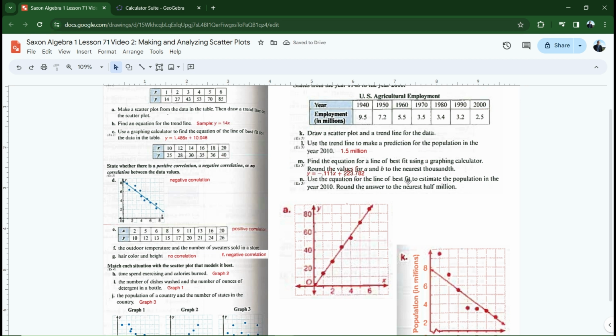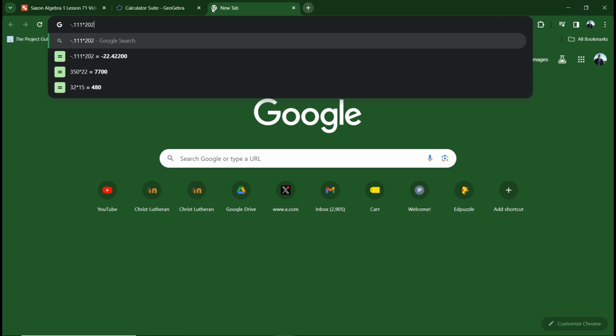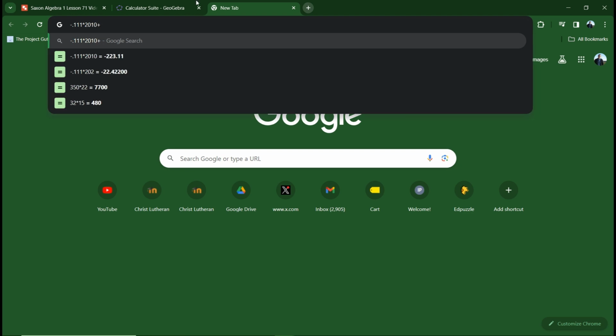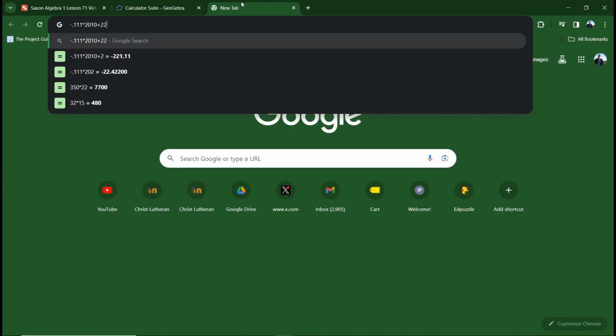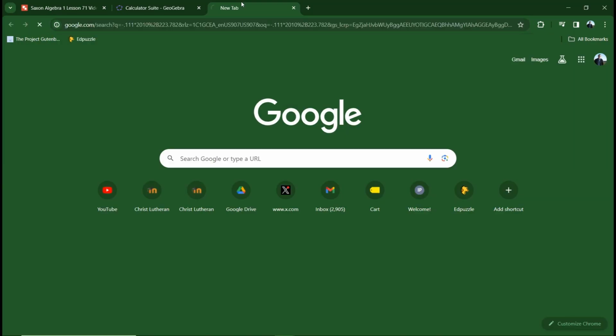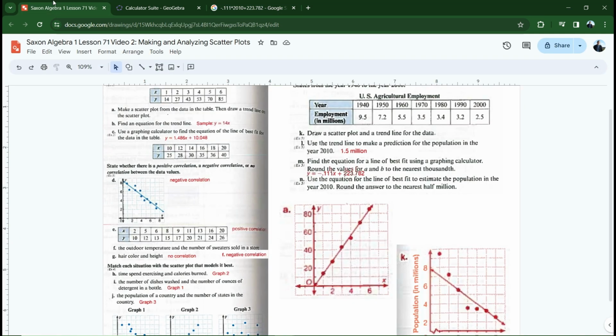And then use the equation for the line of best fit to estimate the population in the year 2010. So what I'm going to do is plug in 2010 for x. It's going to be negative 0.111 times 2010 plus 223.782. And my answer is 0.672 million.